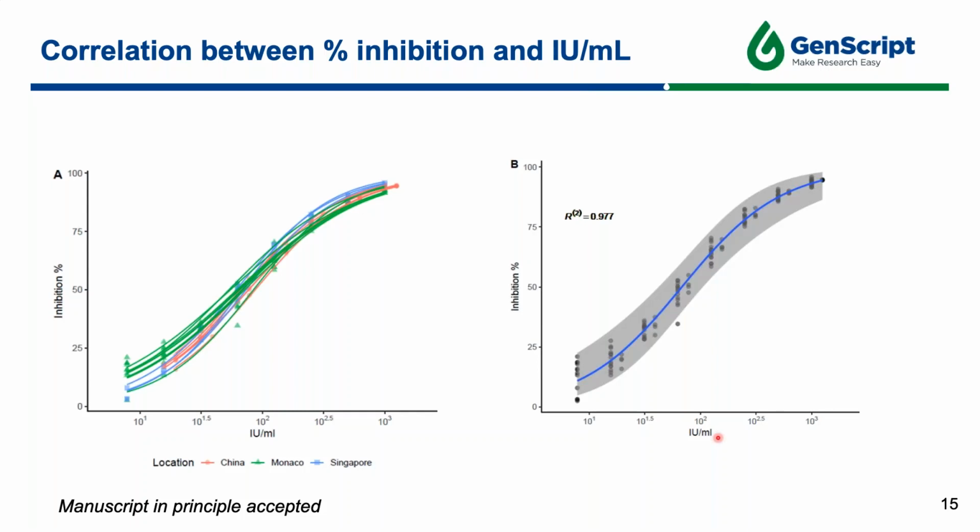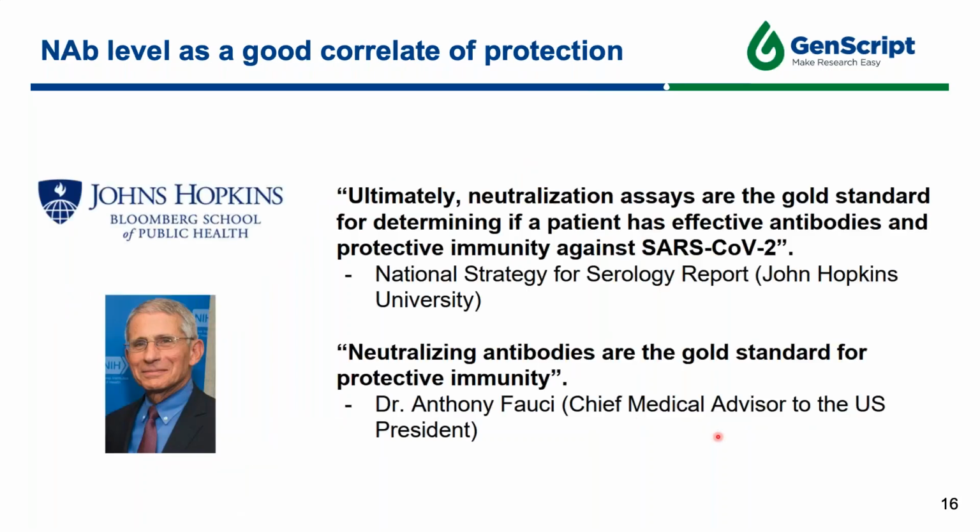In addition to the FDA's guideline on assessment of neutralizing antibody to determine the effectiveness of the vaccine, several thought leaders in the field have also recognized neutralizing antibody as a good predictor of protective immunity. Here, I would like to share a quote from Johns Hopkins University stating that ultimately, neutralization assays are the gold standard for determining if a patient has effective antibodies and protective immunity against SARS-CoV-2. And Dr. Anthony Fauci has always been advocating that neutralizing antibodies are the gold standard for protective immunity.